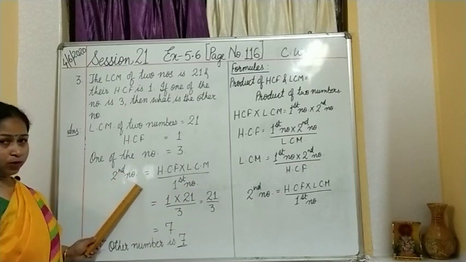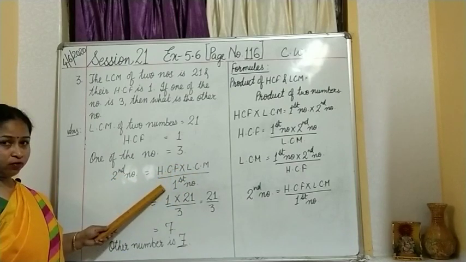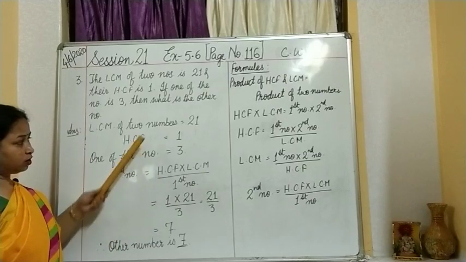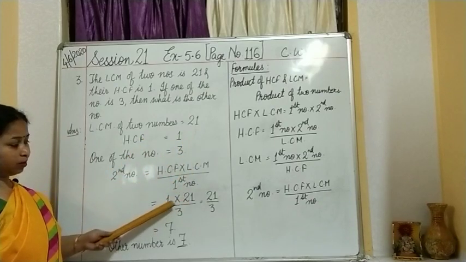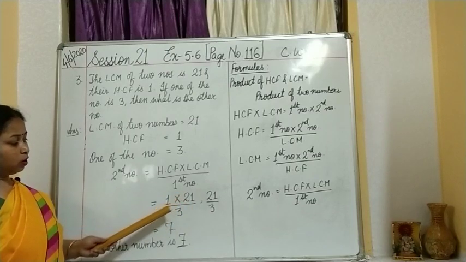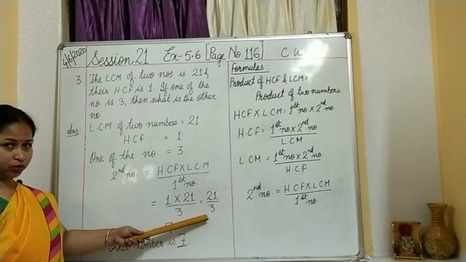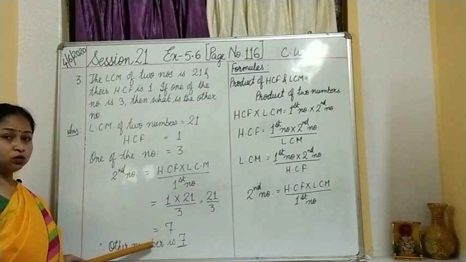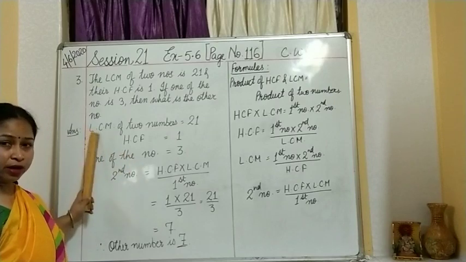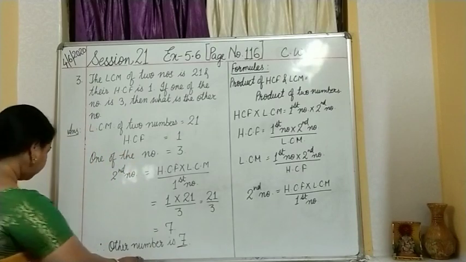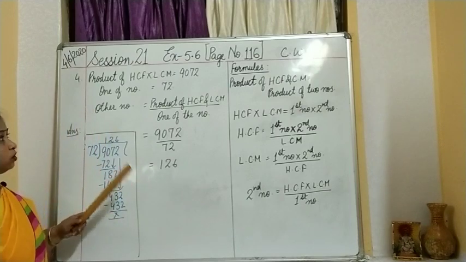So second number equals HCF multiplied by LCM divided by first number. What is the HCF? 1, then multiplied by LCM 21, multiply these two, divide by 3. 1 into 21 is what? 21. 21 upon 3. What will you get? 7. So the other number is 7. Okay. So the third question is clear. I will be writing the fourth question.